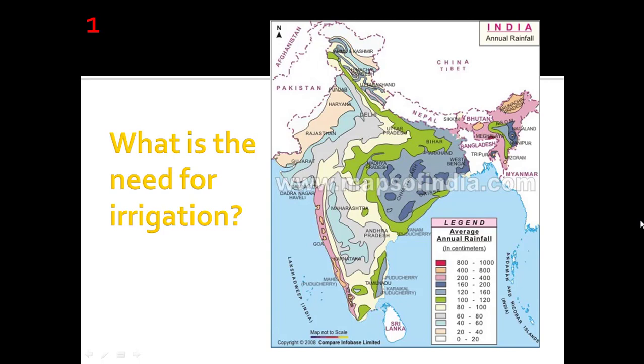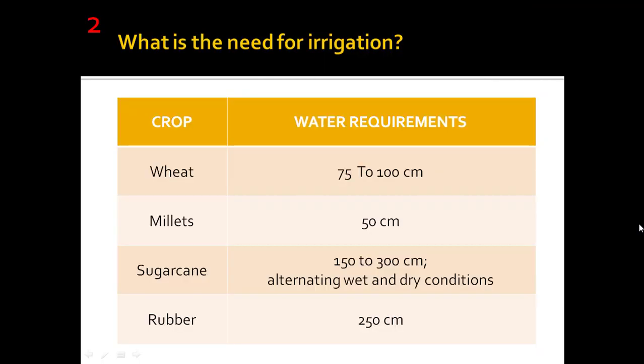First, what is the need for irrigation? The first reason: this is a map of India representing annual precipitation. The annual precipitation of India is not the same at all places. Geographically, the location of India is near the tropics. Here the rainfall is good in some places and less in others. Due to the uneven distribution of rainfall, there are places where water is required for irrigation in agricultural practice.